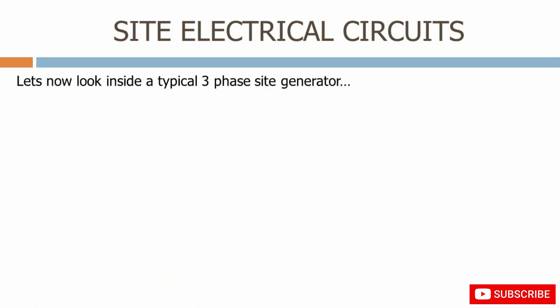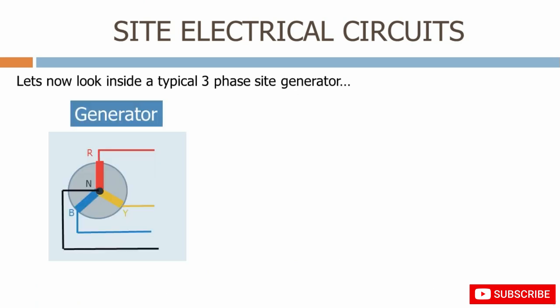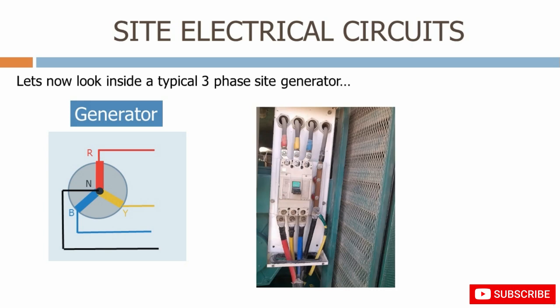Let's now look inside a typical three-phase site generator. Here's a single line diagram for a three-phase generator, with red phase, yellow phase, blue phase, and neutral. And here we show the actual connections for the site generator. The four cables at the top, the red, yellow, blue, and neutral cables, connect directly to the generator alternator.